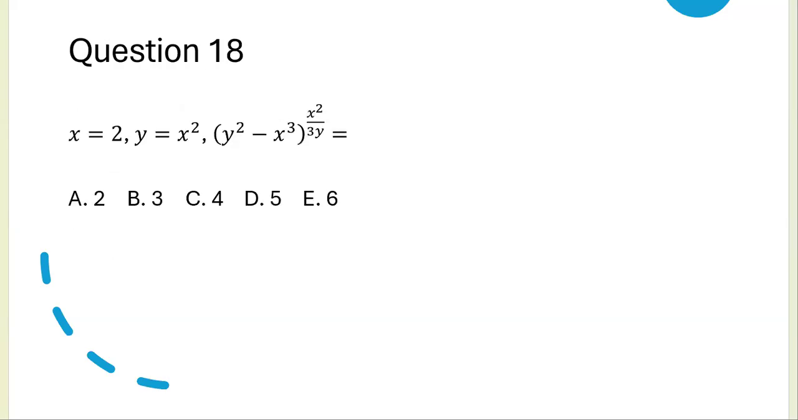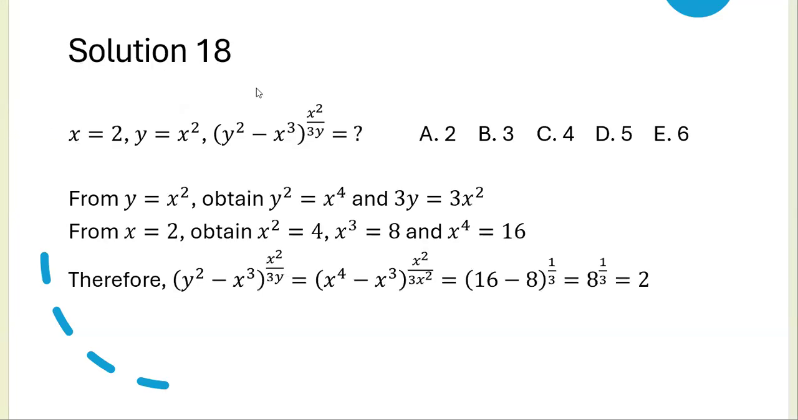How about this one? x is 2, y equals x squared. What is y squared minus x cubed to the x squared over 3y? All right. So this one's a little more puzzle-like. So we want to evaluate this guy. Well, we know that y is equal to x squared. So y squared is x to the 4th. We can replace this with x to the 4th. And then 3y, we can replace that with 3x squared.